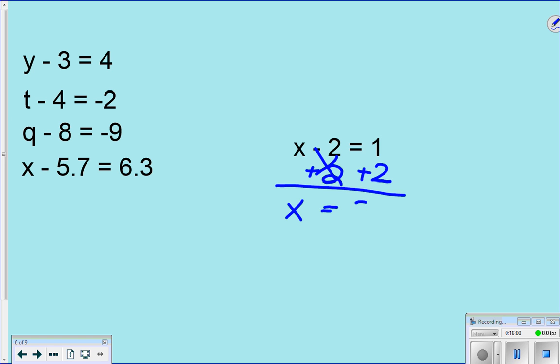X equals 3. So anytime you're subtracting, you're going to do the opposite, and you're going to add. Anytime that you have a sign in here, you're going to do the opposite, no matter what. If it's an addition, you're going to subtract. If it's subtracting, you're going to add every single time.